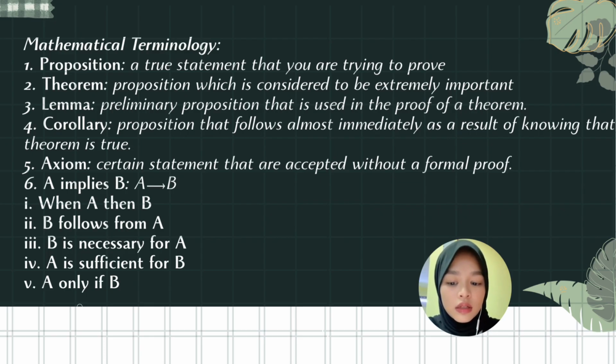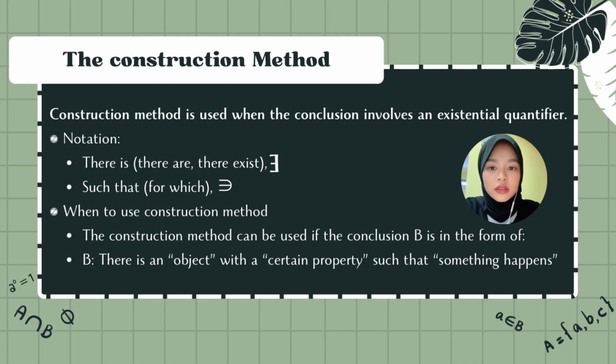Finally, let's talk about implication. Written as A implies B, or A arrow B. This can be read in several ways, such as: if A then B; B follows from A; A is sufficient for B; B is necessary for A; A only if B. All these sentences mean the same thing, just expressed differently. Now, let's move on to the construction method.